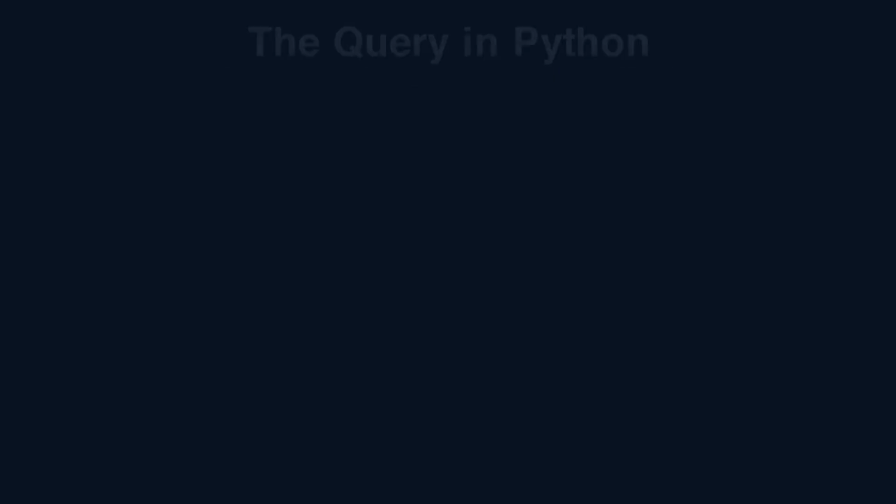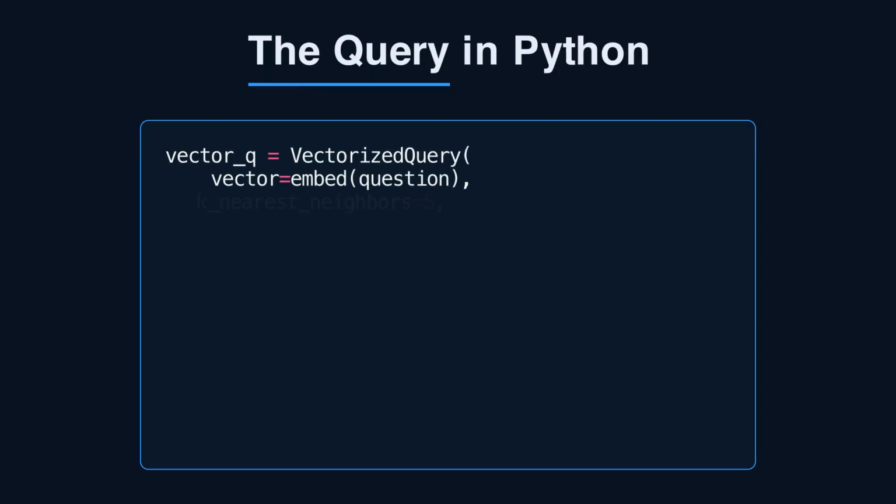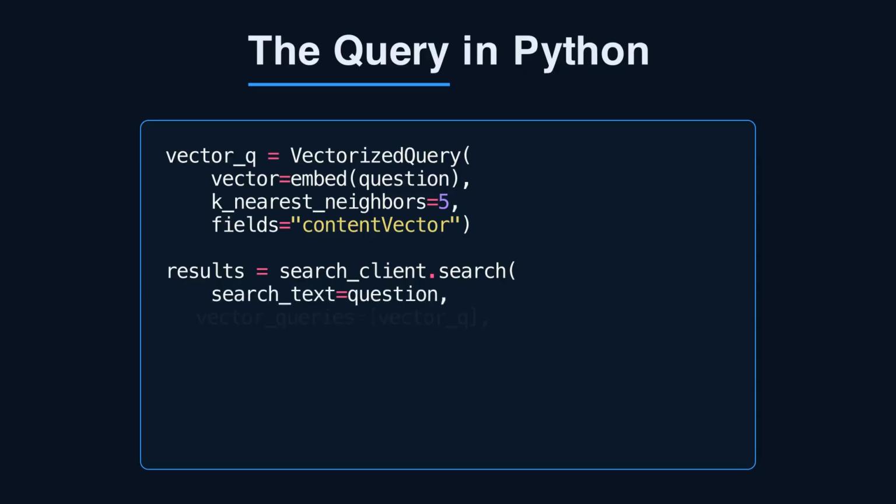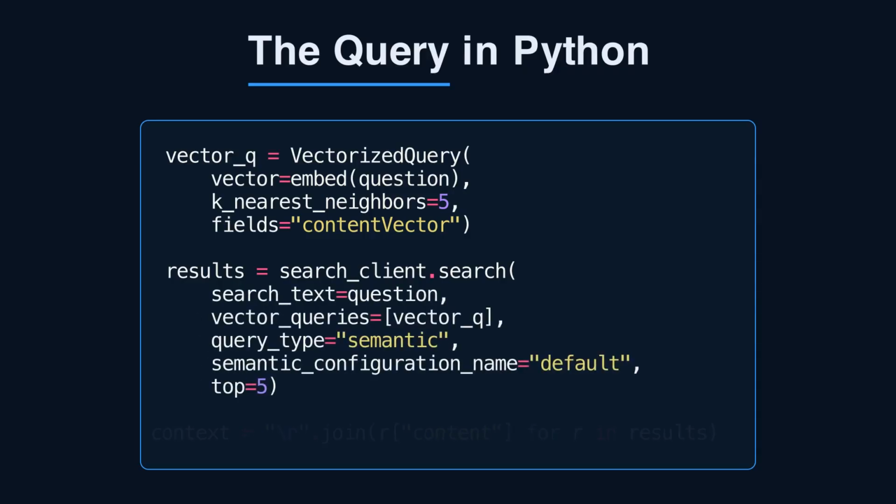Here's the query path in Python with the Azure SDK. You build a vectorized query from the user's question. Hand it to the search client with a keyword query string for the hybrid part. Request semantic ranking and ask for the top 5 results. Then you concatenate those chunks into the system prompt and call the chat completions endpoint. The key detail: cap the number of chunks. More context is not better. 5 tight, relevant chunks beat 20 loose ones, and they cost less per call.